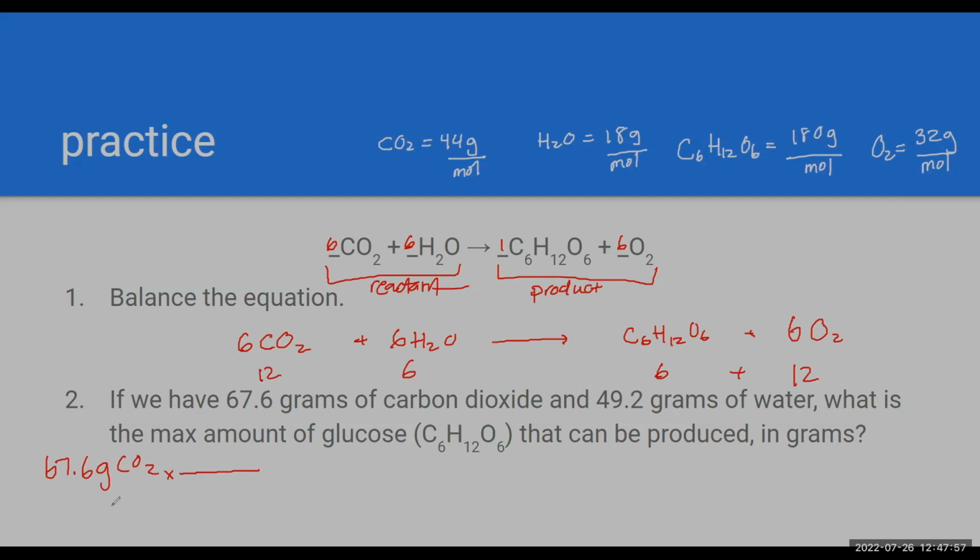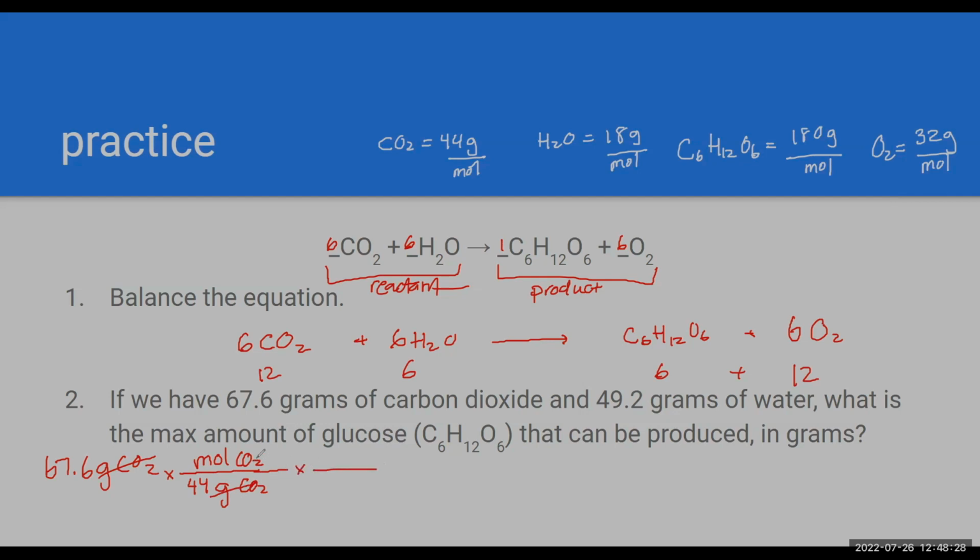But what I'm first going to do is I see I have 67.6 grams of CO2. And then I'm going to convert that into moles because we are doing a limiting reactant problem. So I'm going to do 44 grams on the bottom of CO2 per 1 mole of CO2 so that the grams cancels out of grams.